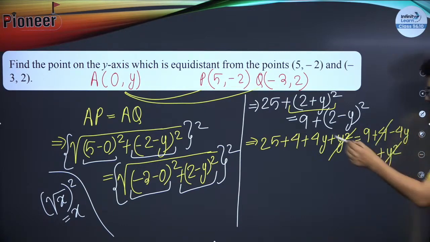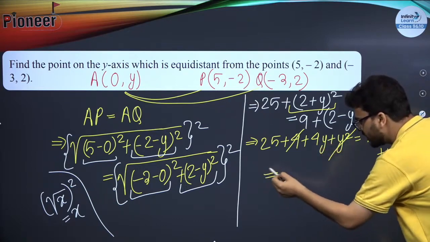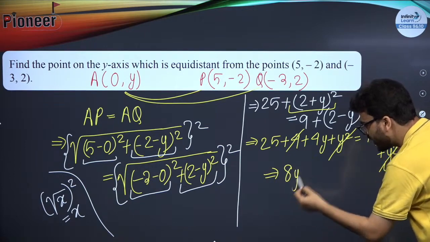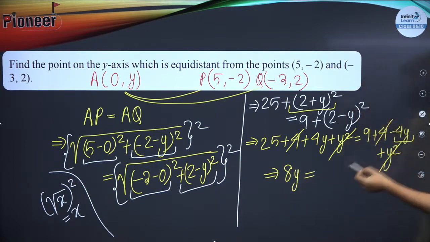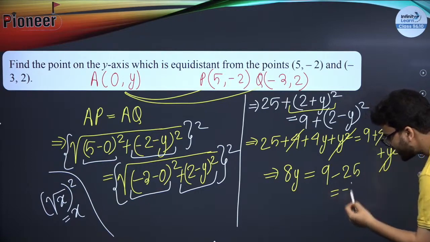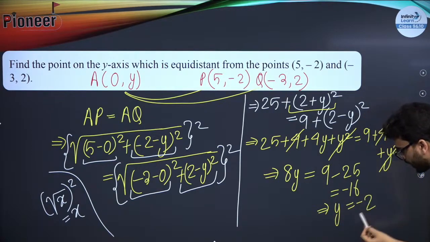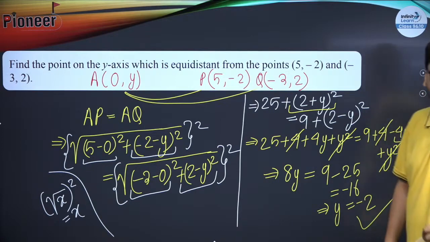Suppose I can cancel 4 as well over here, correct? So what we are going to get, guys? You see, this minus 4y will go on the other side of the equation. So I'll get 8y, and that is equal to 9 minus 25. 9 minus 25 is minus 16. So you will get y is equal to minus 2. Is it clear? So y is equal to minus 2.